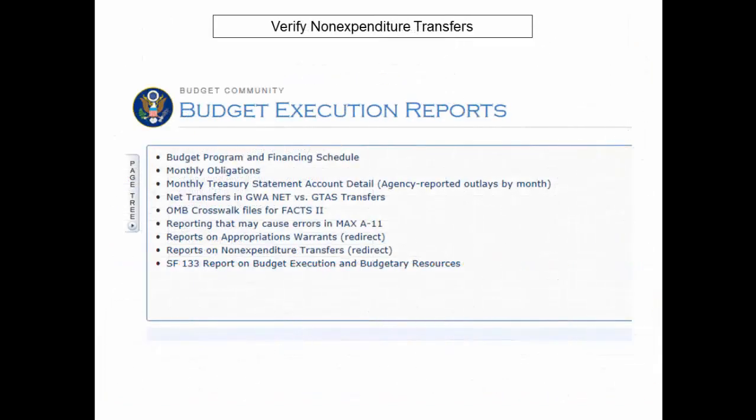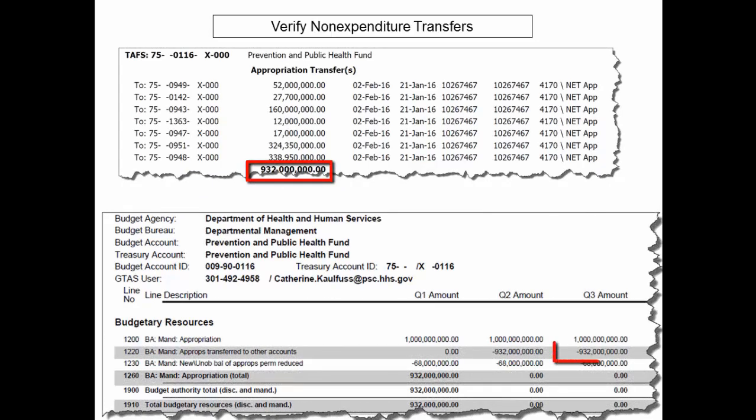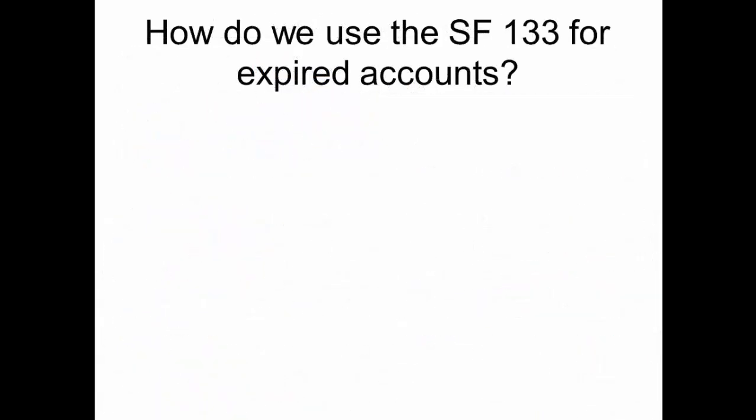Now let's verify a non-expenditure transfer. We'll go back again to the Max Community Reports and select the report on non-expenditure transfers. Here we can confirm a $932 million transfer and a $52 million transfer. This is just a sampling of the uses of the SF133 for unexpired accounts.